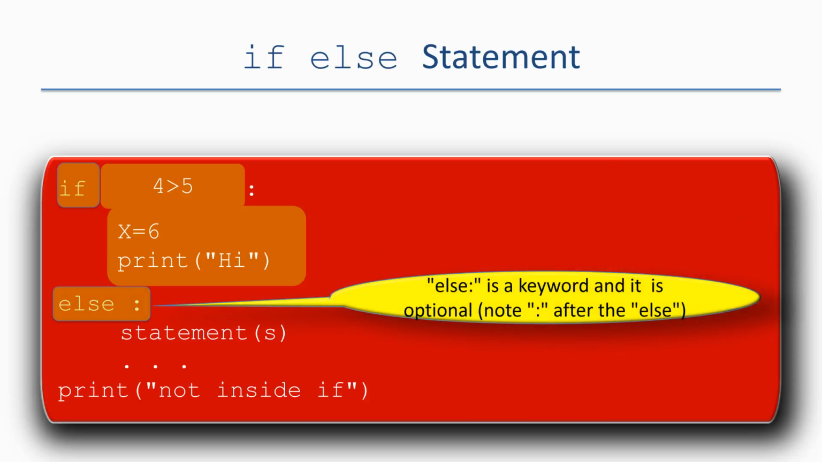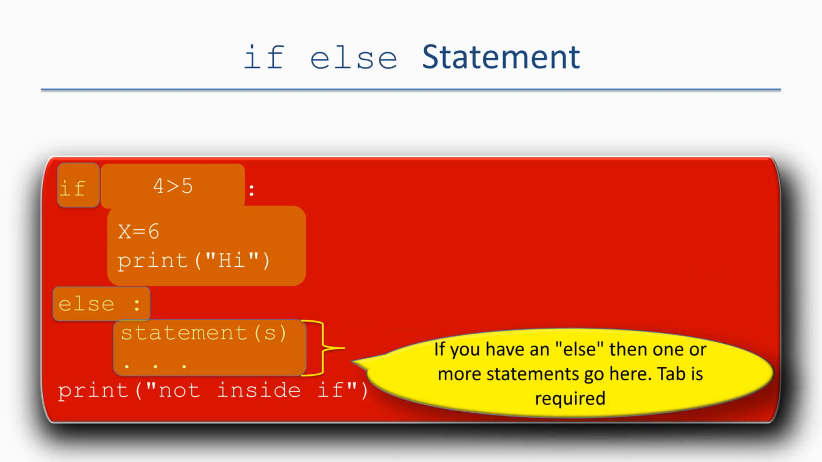Next, we learned that we can have an else statement after the if. Remember that else is optional. That means you can either use it, or if you decide, you may not have an else statement after the if. And we also learned that the colon after the else is absolutely required. Next, we learned that after the else we can have one or more statements, and a tab again is required.